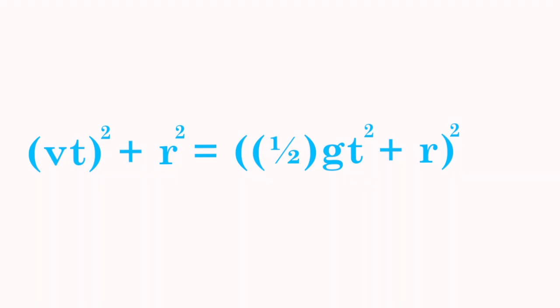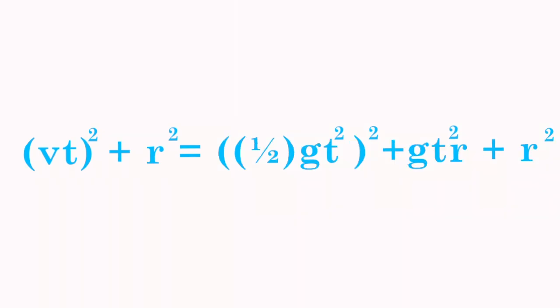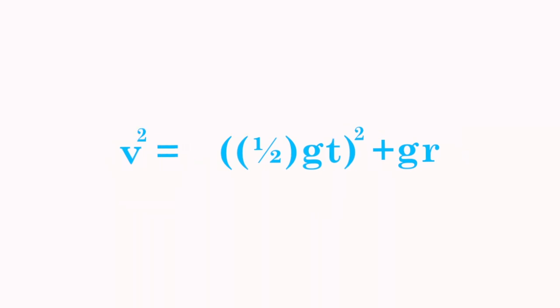If we square the binomial on the right side of the equation using FOIL, we get these terms. Now we have an r squared term on both sides of the equation, so we can cancel those terms out. We can also divide both sides of the equation by t squared to isolate velocity on one side of the equation. After that, we can take the square root of both sides of the equation to get an equation for the orbital velocity.